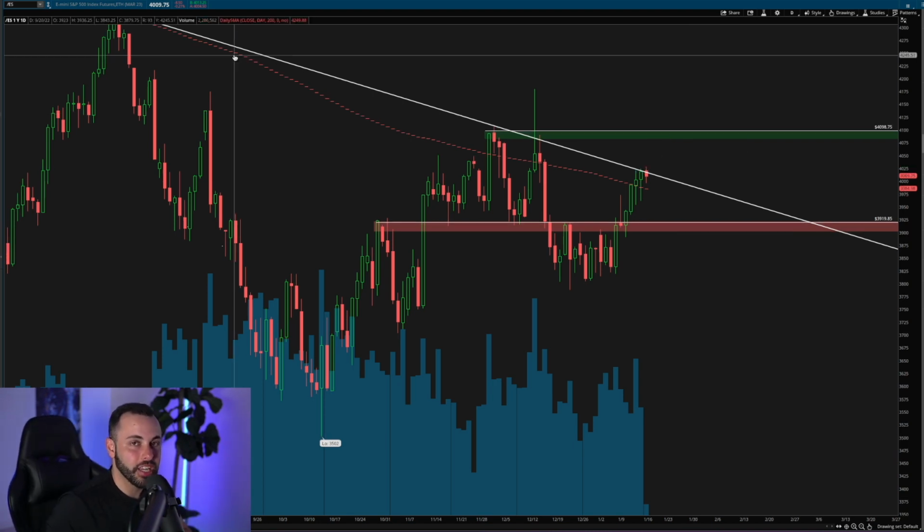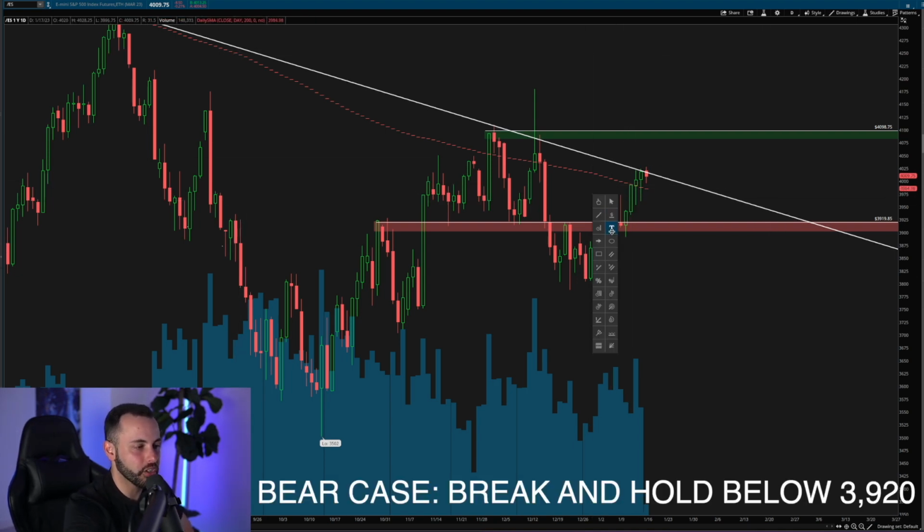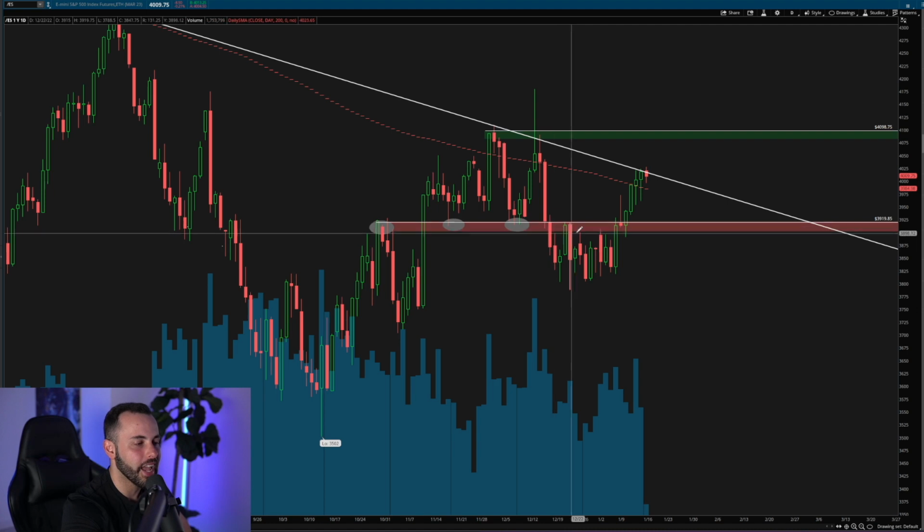Now, on the bearish case, I don't want to be too bearish here until, in my opinion, I see a break below 3,920. 3,920 was a previous high here. It was a previous low here and another previous low right here. And it was also the high that the market was stuck below back on that two-week consolidation in the middle of December. So you can see we had a previous rejection, a support, a rejection, and a rejection, and this was all around that 3,900 to 3,920 zone.